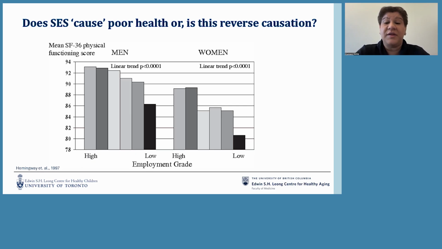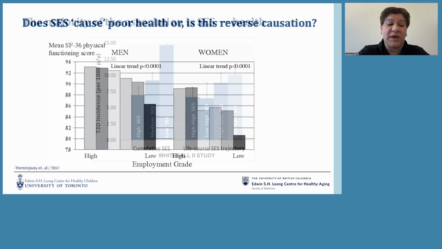And the authors find indeed a gradient, a sharper, more clear gradient among men, but nonetheless a gradient by employment grade in your physical functioning score, so that the higher your employment grade, the better your physical functioning score. But the question really is whether it's actually that your decline in physical functioning score might be what leads to a decline in your employment grade. And so if you use a cross-sectional study, it's difficult to disentangle which element is causing which.